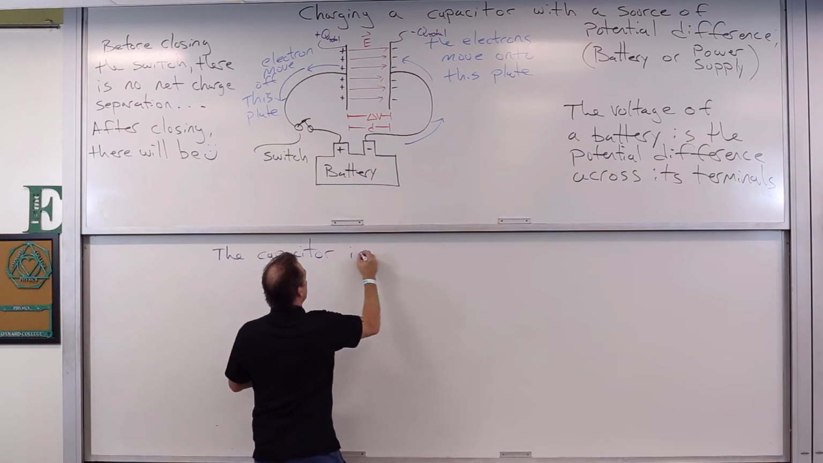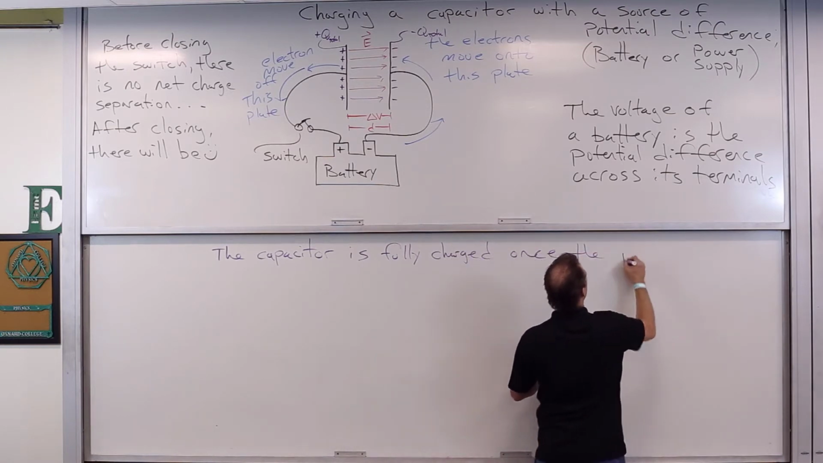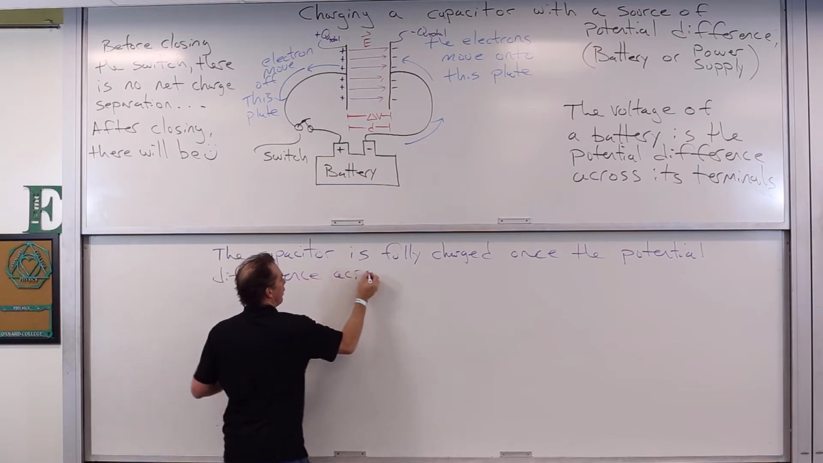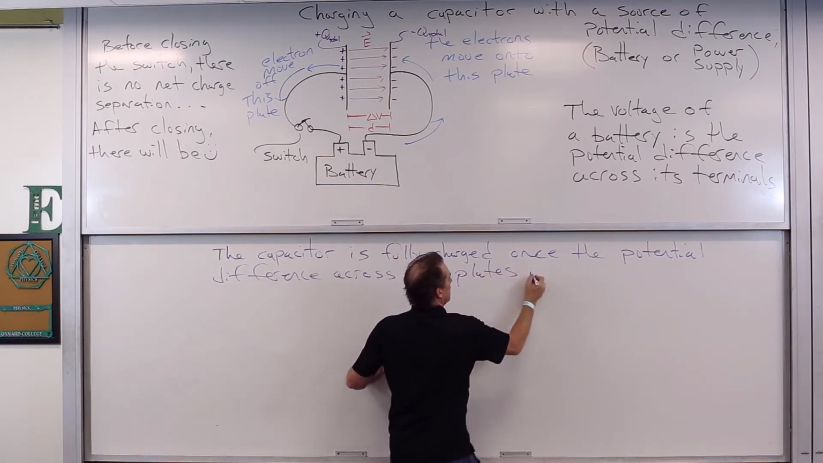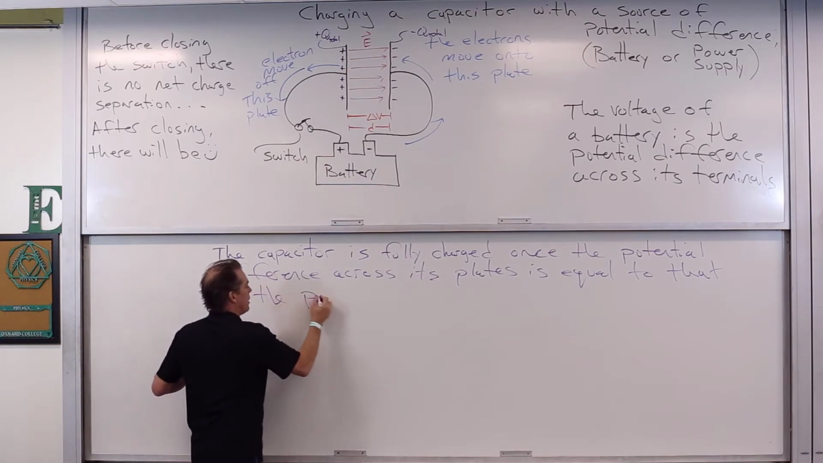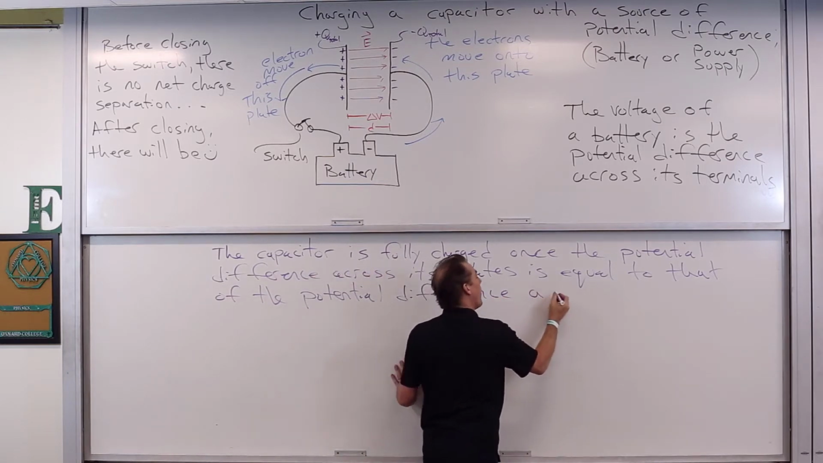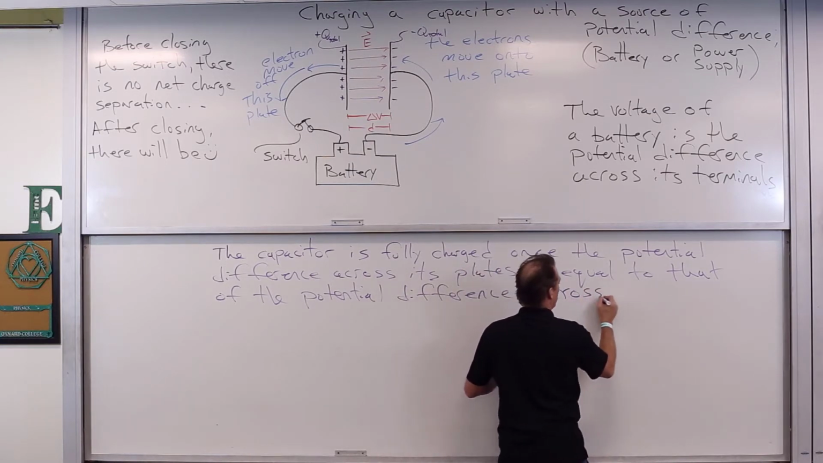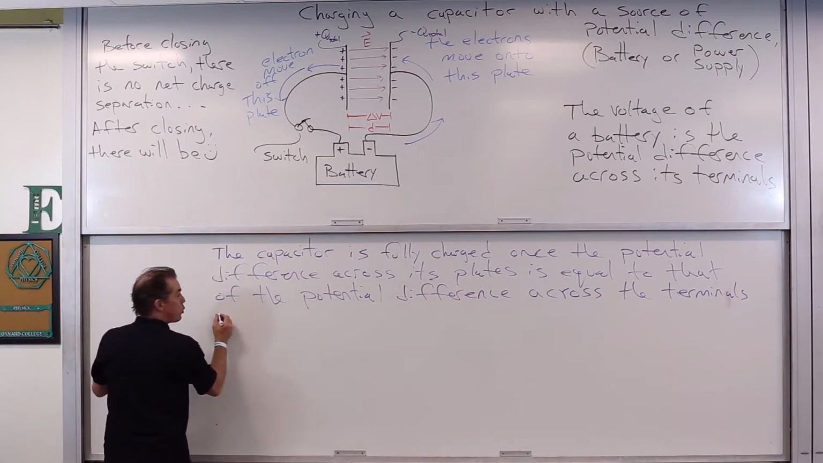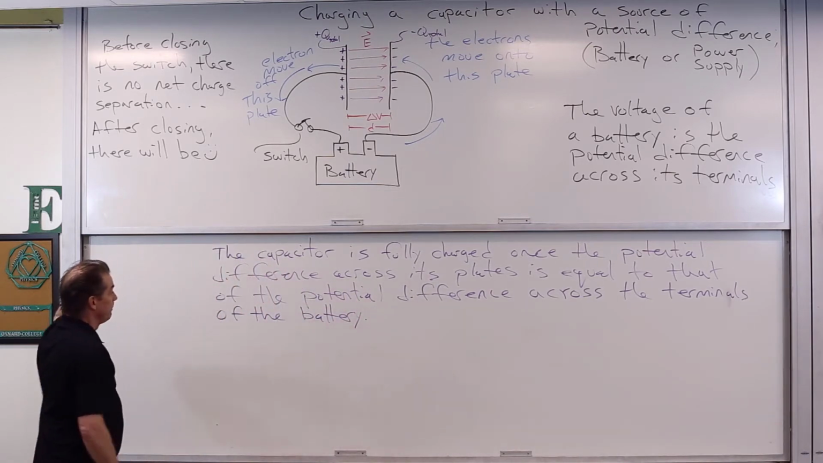A capacitor is fully charged once the potential difference across its plates is equal to that of the potential difference across the terminals of the battery. All right.